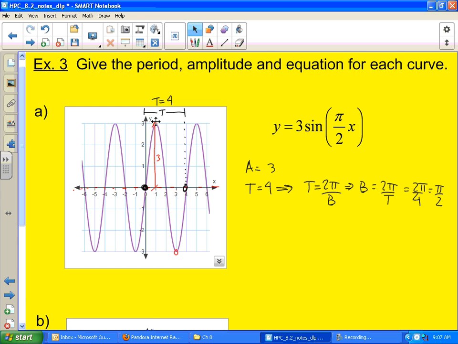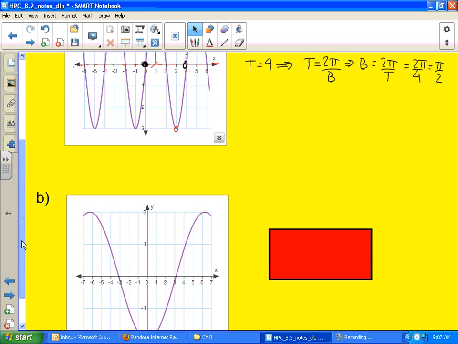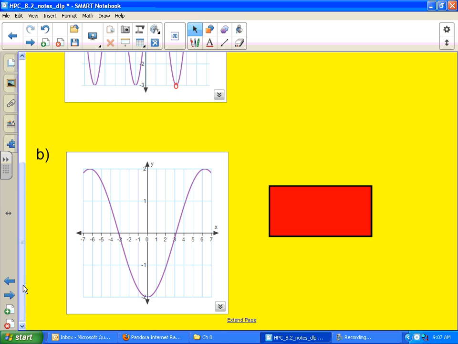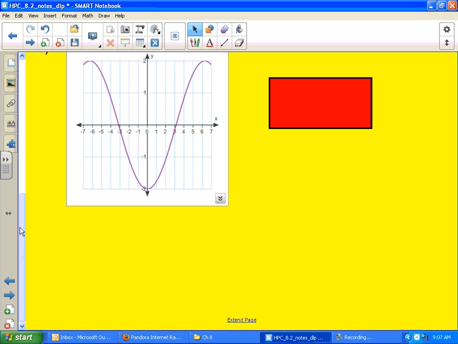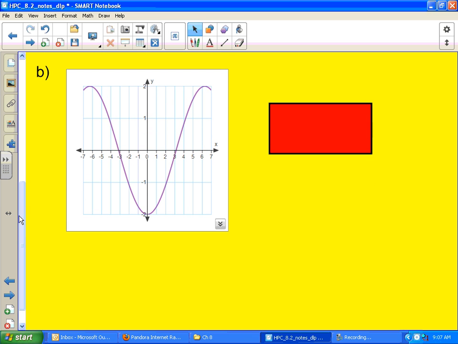All right, let's go peek at the other one. You guys haven't seen this one yet, so give me just a second. Freeze the video right now. Look at the graph so you can come up with the equation.